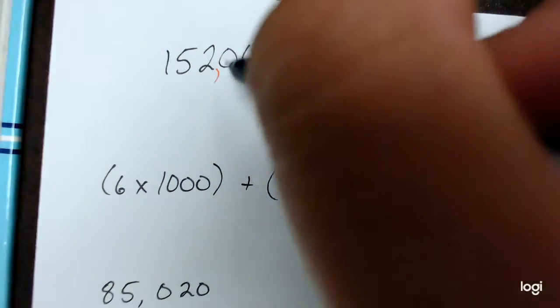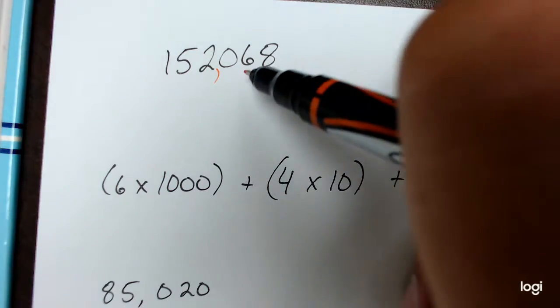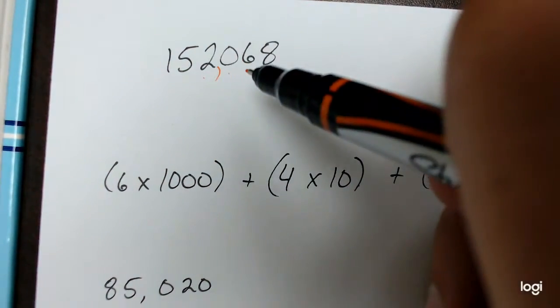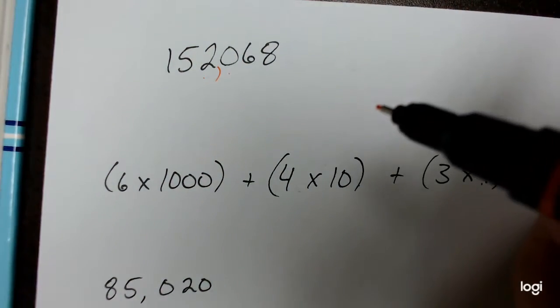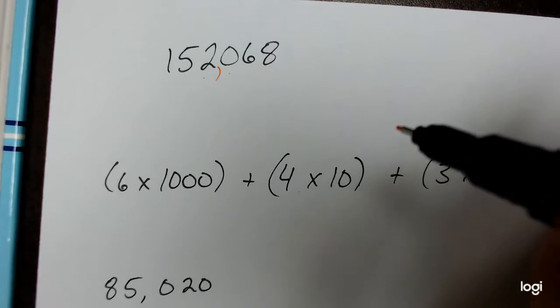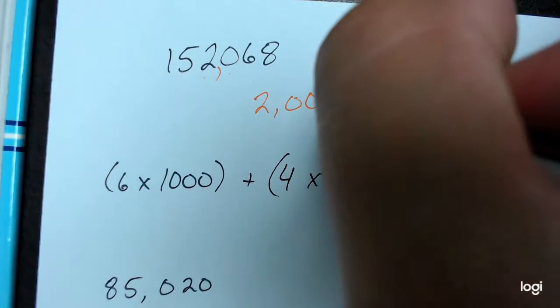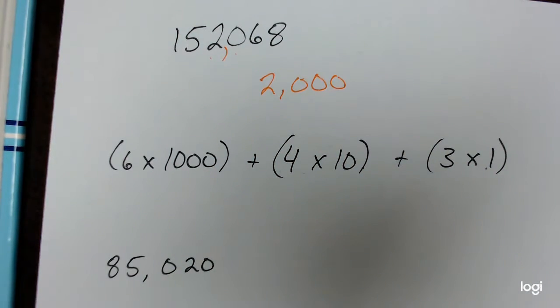So 1, 2, 3, comma, that means this 2 is in the ones, tens, hundreds, thousands place. When they ask what is the value of 2, the answer is that 2 is worth 2,000. Alright, let's check my answer book and see if we got that right.